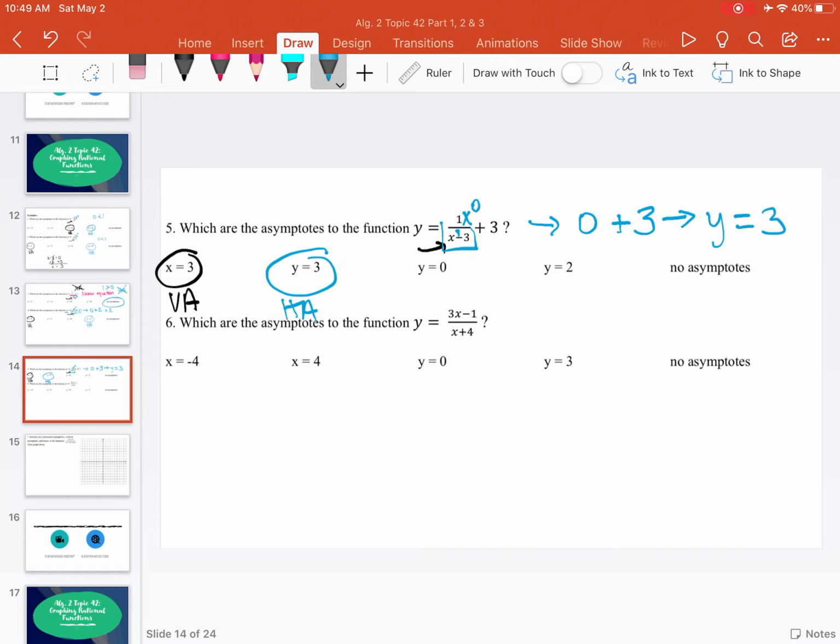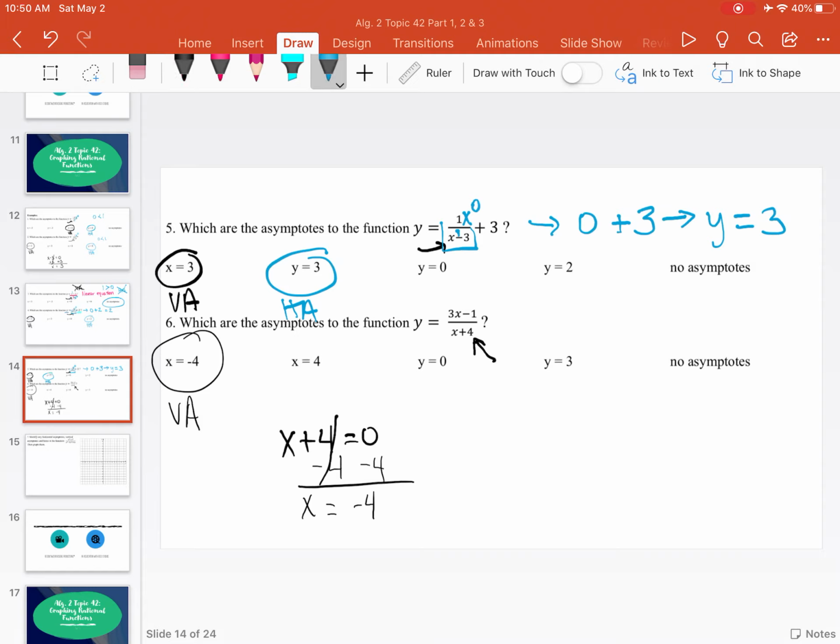Example number 6. Which are the asymptotes to the function y equals 3x minus 1 divided by x plus 4? For my vertical asymptote, I'm going to look at my denominator. What can I plug in for x to make it equivalent to 0? Well, since x plus 4 equals 0, I can subtract 4 from both sides and get x equals negative 4. That is my vertical asymptote.